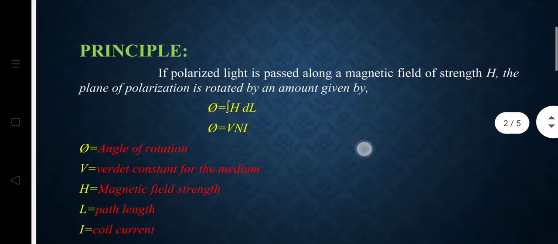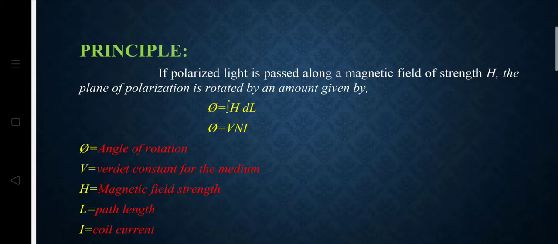First, the principle. The principle is: if polarized light is passed along a magnetic field of strength H, the plane of polarization is rotated by an amount given by phi equal to the integral of H dl, and phi is equal to V n I, where phi is the angle of rotation, V is the Verdet constant for the medium, H is the magnetic field strength, L is the path length, and I is the coil current. Here the Verdet constant is an optical property. It describes the strength of Faraday's effect.